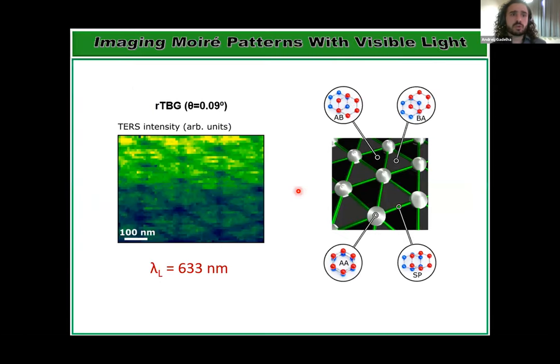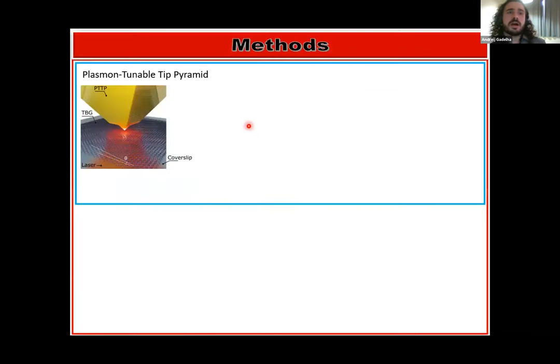I'll start by showing you the first imaging of moiré patterns using visible light. Each of the pixels in the image has spectral information, which in turn carries a lot of physics. In the first place, we can only see these patterns with visible light due to localization physics that I'll discuss. But before that, I'd like to show you the methods that we use.